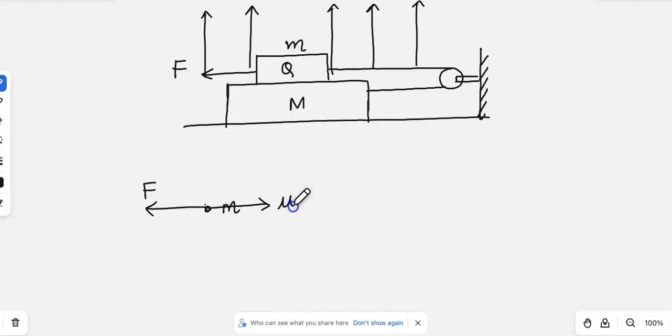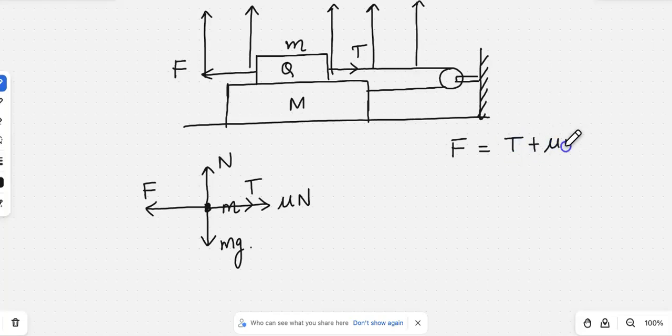Towards right there will be frictional force mu times N. Basically N is the normal reaction. We have seen in the previous question that N is the normal reaction by capital M on small m. And downward force mg is there. And in this case tension will also be there, right? Towards right, the tension. So this is the tension T. So we can write F is equal to T plus mu N.